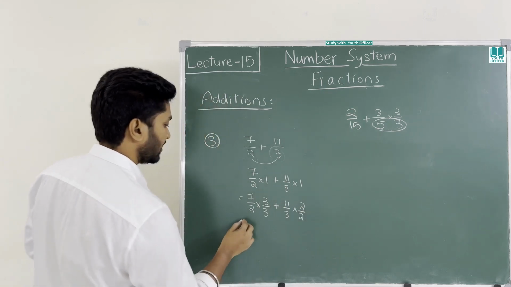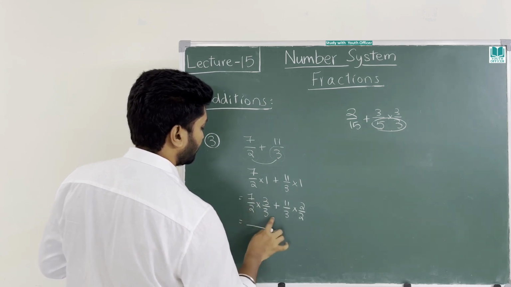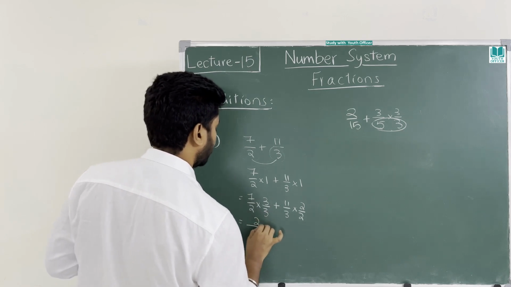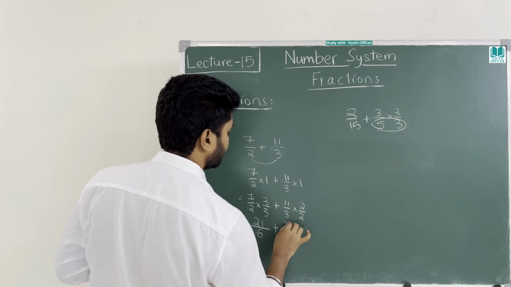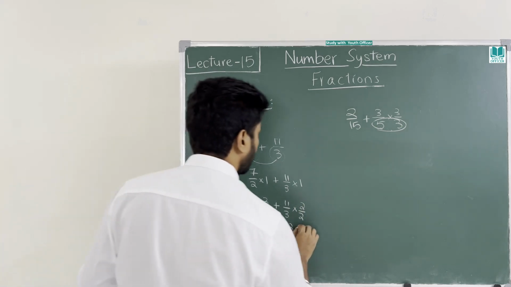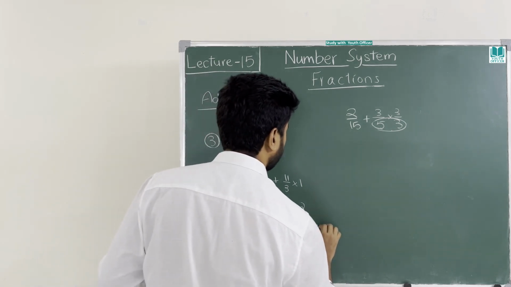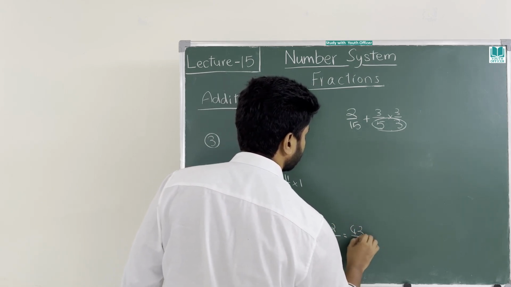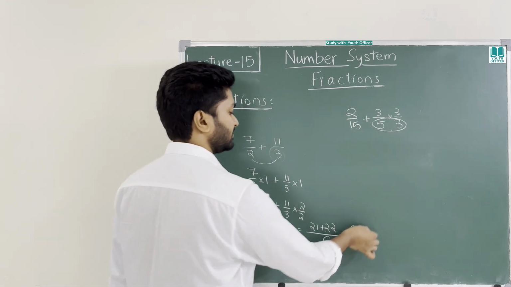Now you see, how do you multiply? Numerator you multiply, denominator you multiply. Denominator: 2 3s are 6. Numerator: 7 3s are 21. Plus numerator 22, denominator 6. Now the denominators are equal. You know what to do: denominator you take and numerators you add. 21 plus 22, what is the answer? 43 by 6. Do you see any number cancel here? No, nothing. This will be the final answer.